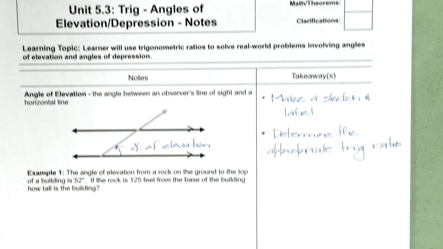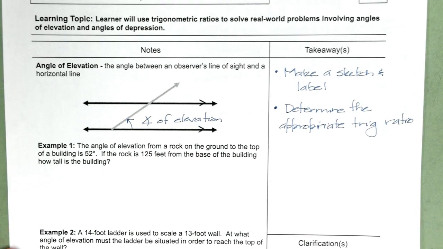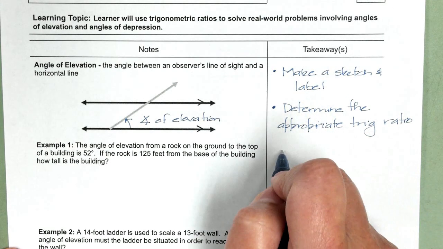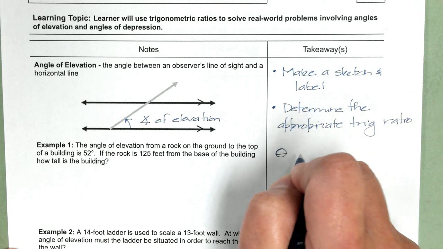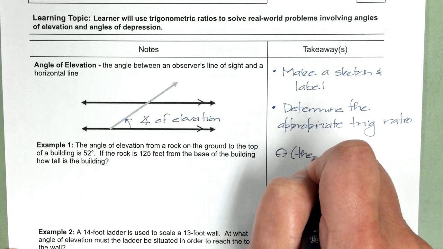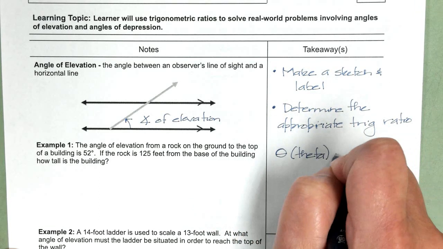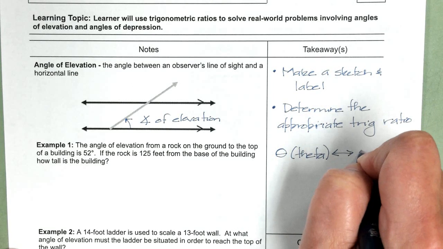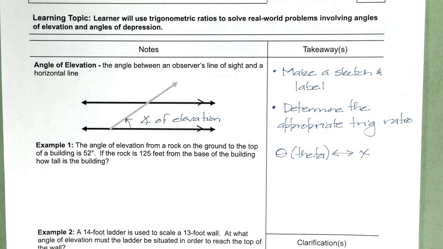And I'm going to introduce a new variable with these word problems, and it is the Greek symbol theta. Think of theta like x was with your algebra. Theta is used to designate angles in trig.